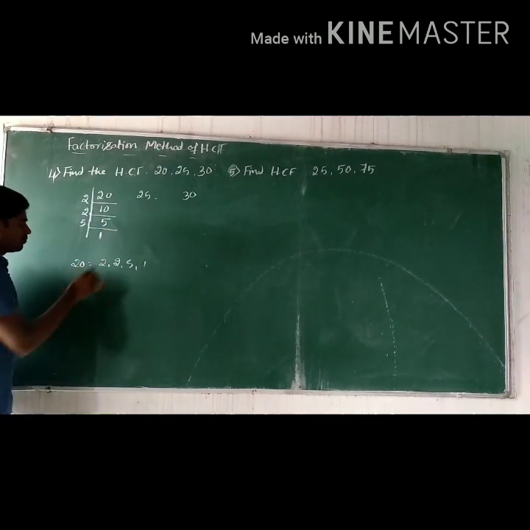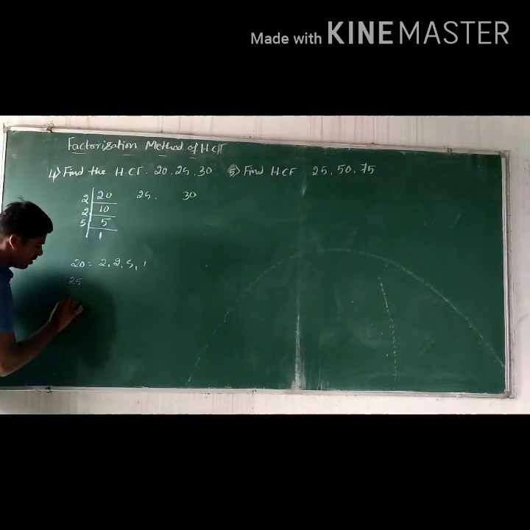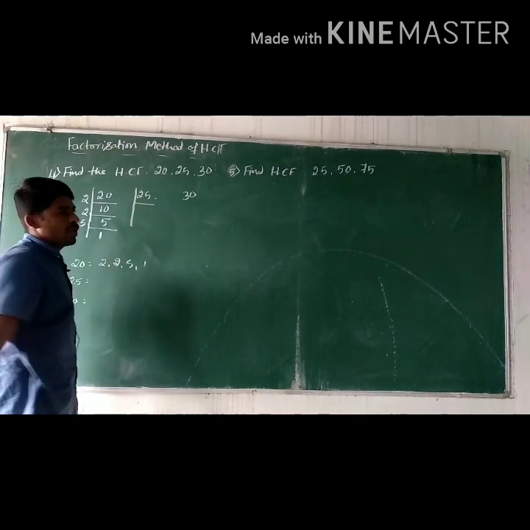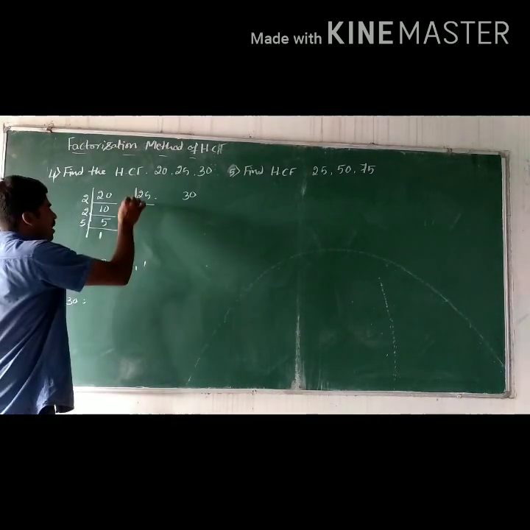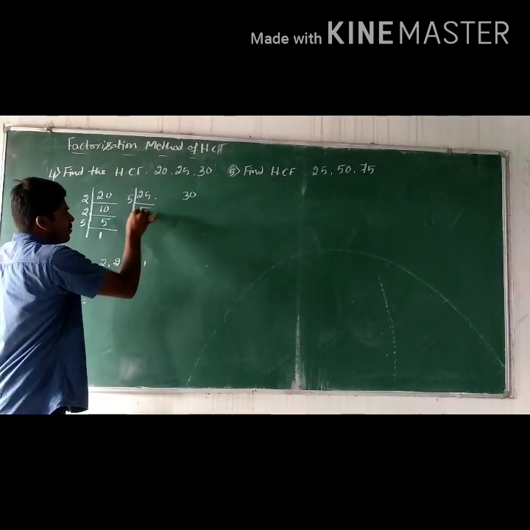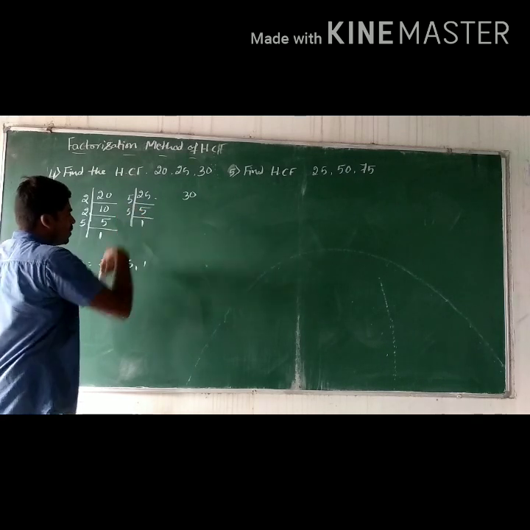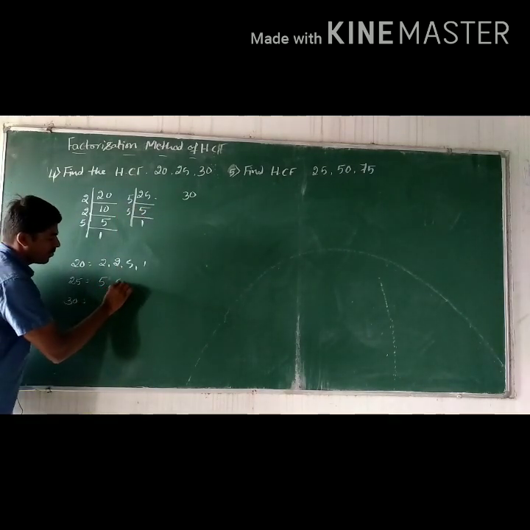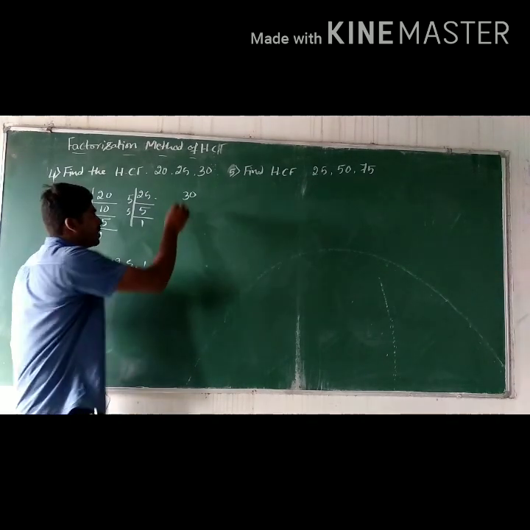Okay, next take 25 as well as 30. Now go to 25. We cannot divide 25 by any other number, so I directly take 5. 5 fives are 25, we get 5, then we get 1. What numbers did we take for dividing 25? 5, 5 and 1. The same way for 30.